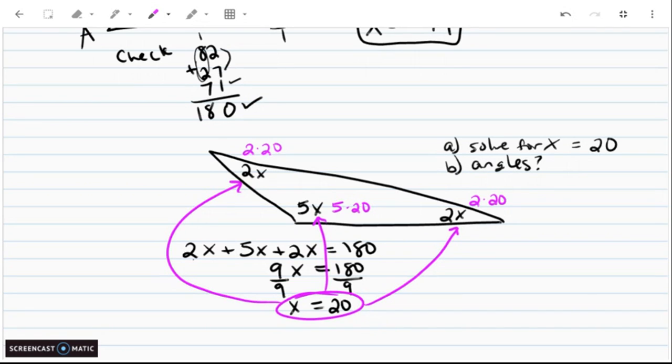So 2 times 20 gives me 40. 5 times 20 gives me 100. And 2 times 20 equals 40.